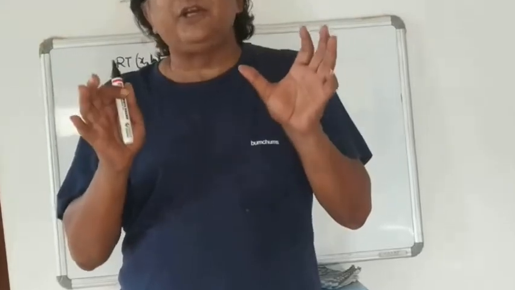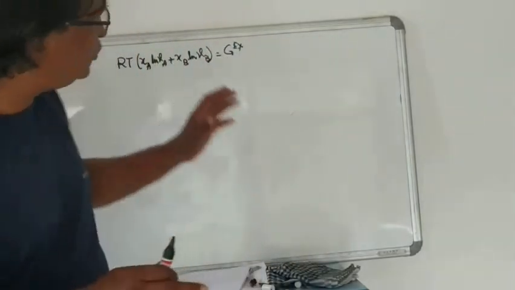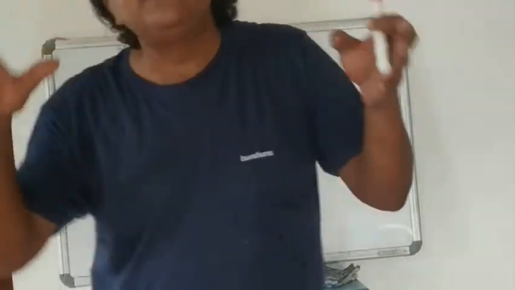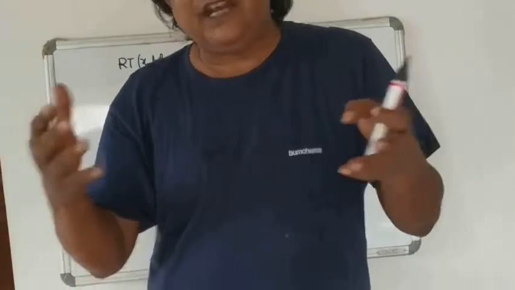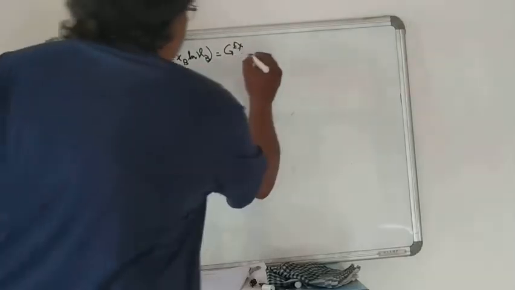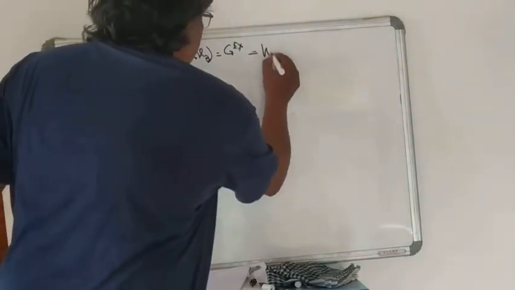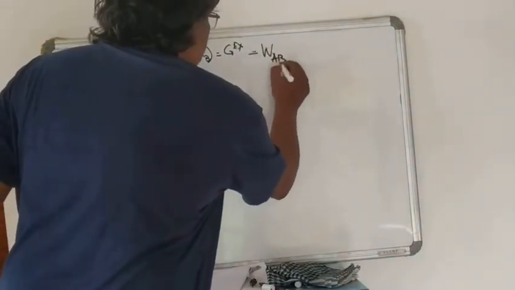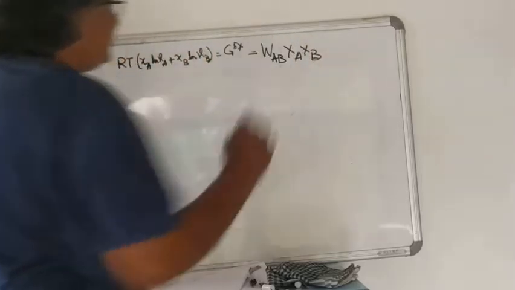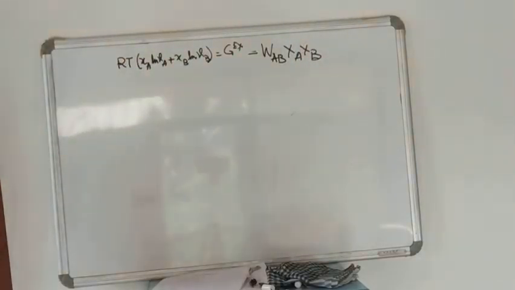Once they're determined, then we have to do essentially a curve fitting to find out how the equation is changing as a function of composition and temperature. This is a very standard way of doing things. But a very simple way of doing it is considering it as WAB XA XB. That's a very simple way of doing it.